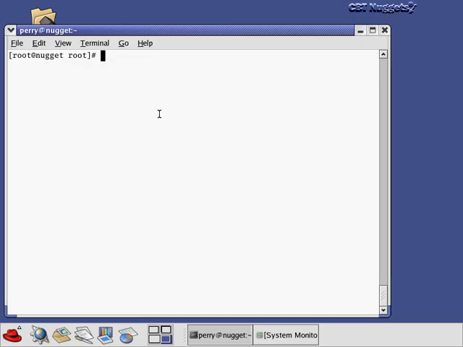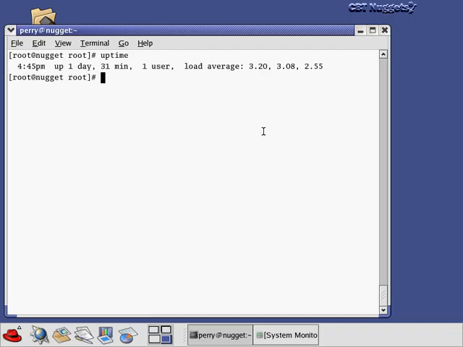Let's start with the most basic system performance monitoring tool that's out there, and that's the uptime command. If I run uptime, I see a few things. One is how long the system has been up since the last reboot. But what I'm really looking at here is the load average field on the right. You can see the load average has three numbers: 3.20, 3.08, and 2.55.